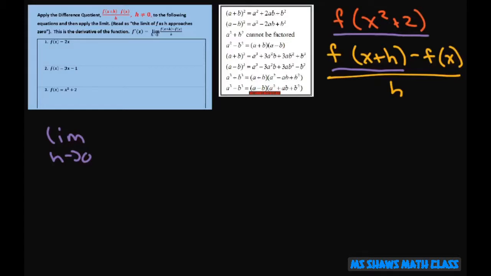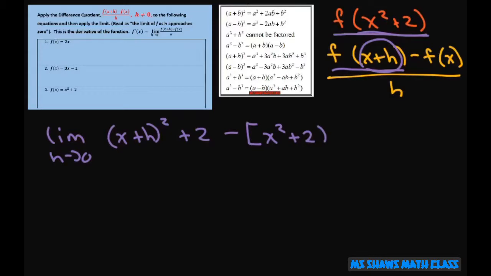So everywhere there's an x, I'm going to put parentheses plus 2. And we're going to input x plus h. So that's the first part. Then we're going to subtract the whole function. And our whole function is x squared plus 2. All right. So let me rewrite this too. This is f of x equals. All right. Now, this is all over h. And we simplify the numerator.